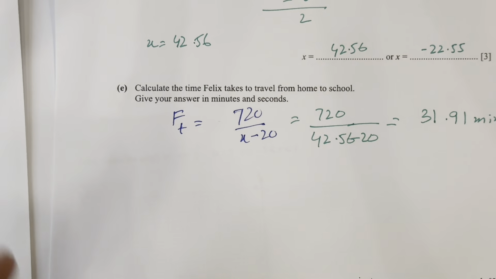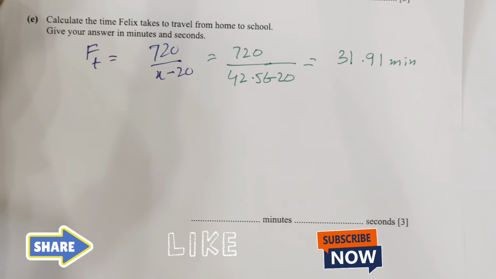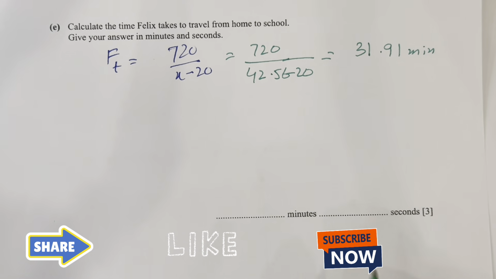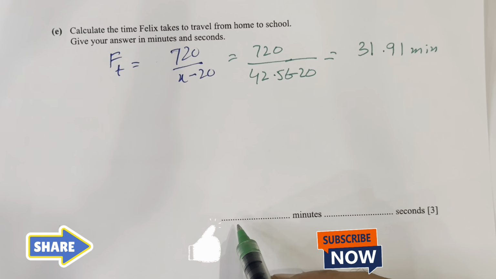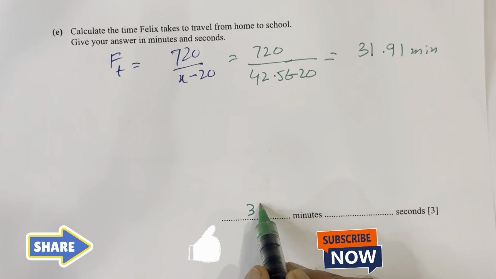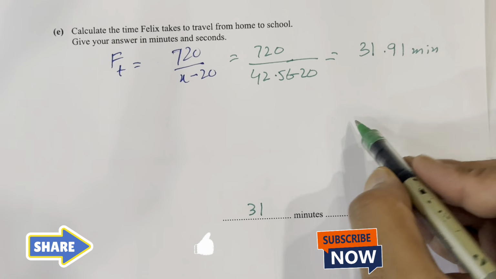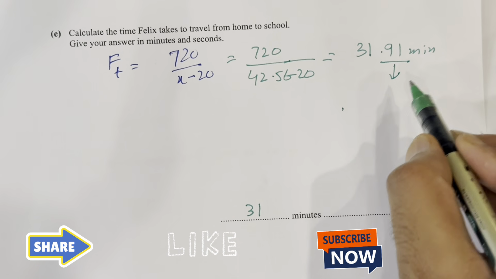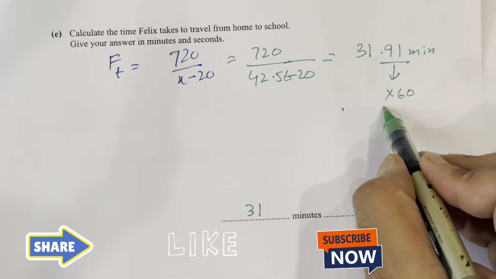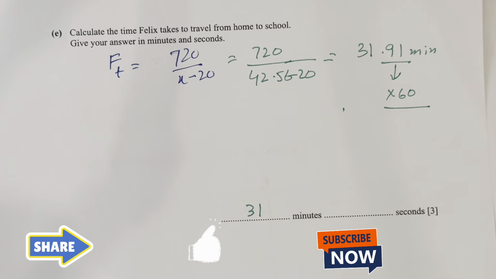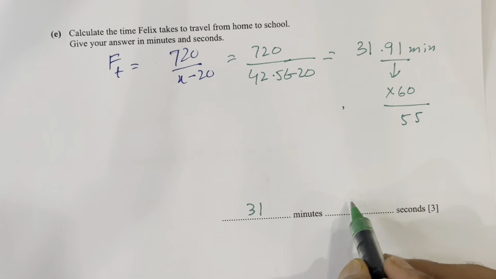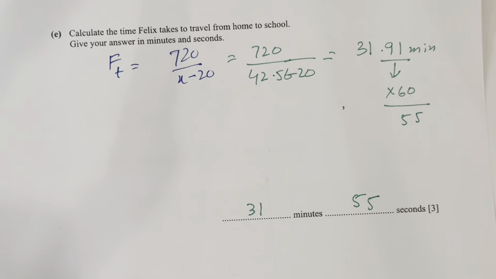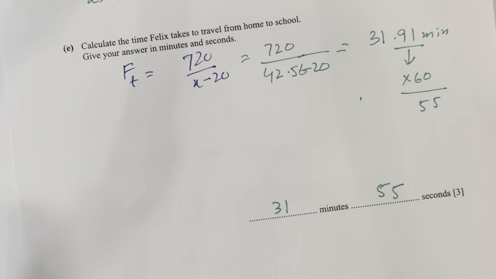But if we look at the answer, you can clearly see that it should be written in minutes and in terms of seconds as well. So you can write 31 simply, and 0.91 to convert into seconds you need to multiply by 60. After multiplying it by 60, our answer would be 55 seconds. So the final answer is 31 minutes and 55 seconds.